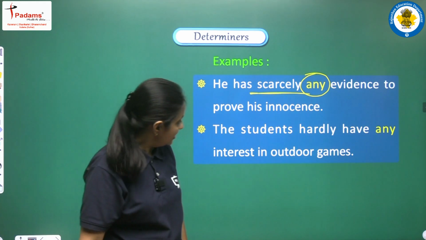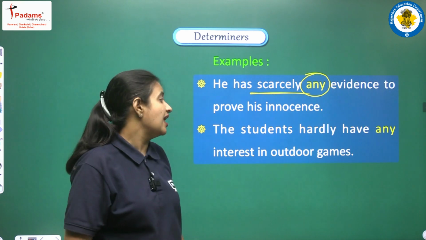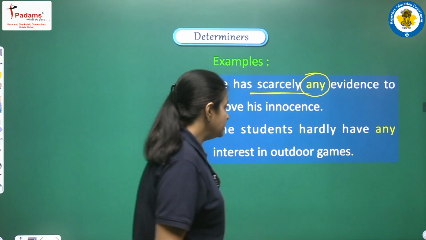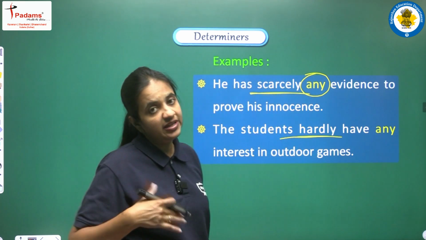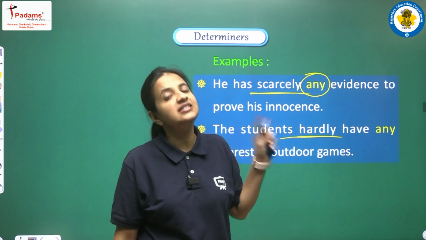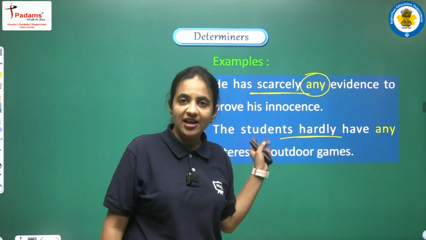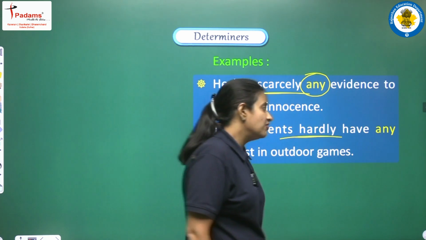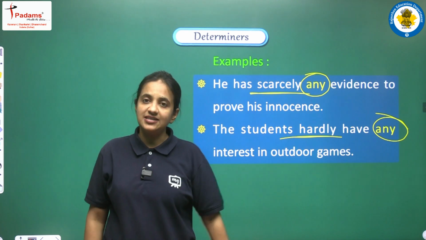Okay. Second example, the students hardly have any interest in outdoor games. So here in this sentence also we do not have a clear no or a clear not in the sentence, but we have hardly in the sentence. That is one of the negative words, and because of this word we have a negative sentence here. And now according to the rules we have to use any, we cannot use some in the sentence.